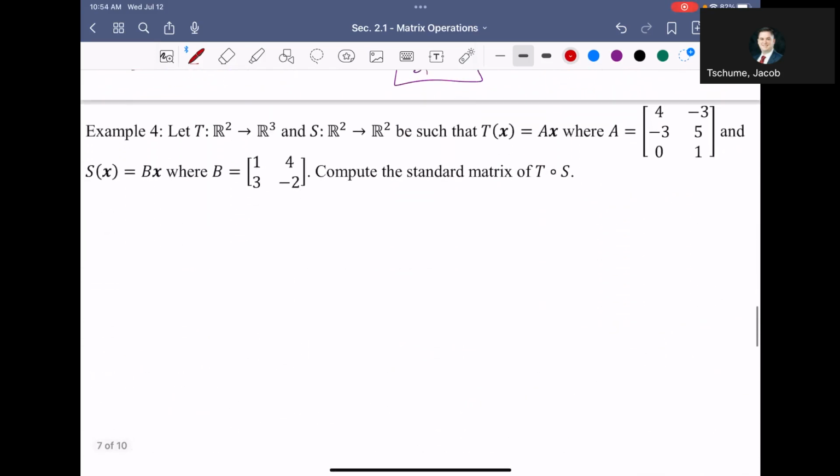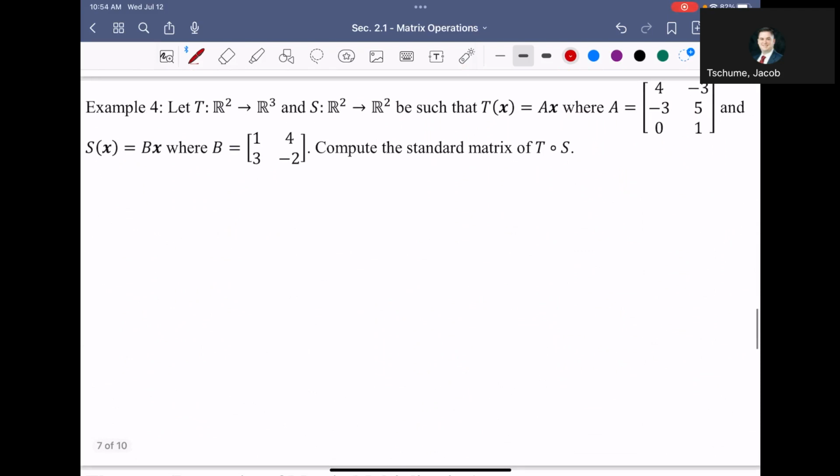All right. So now to introduce how transformations will start to play a role in this. Example 4 says, let the transformation T be a mapping from the second dimension into the third dimension, and let S be a different transformation that maps the second dimension into the second dimension. We are going to define T of X as being A times X, which you already knew. Remember, for right now, transformations are matrix multiplication.